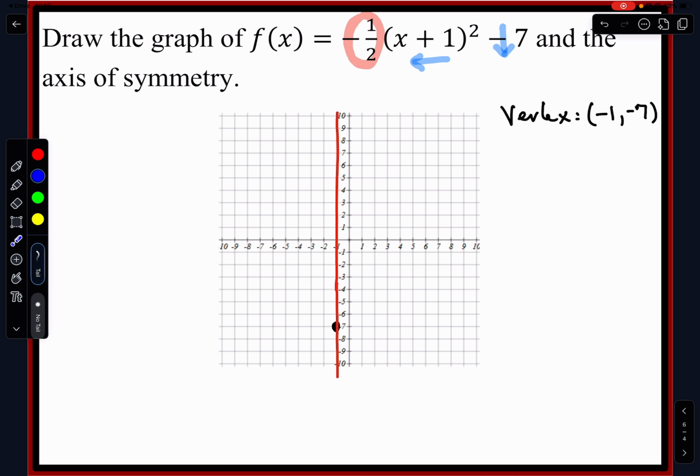So instead of moving 4 units away, let's move only 2 units away. So 2 units from the axis of symmetry, 1, 2, would put me at +1. So let's evaluate f at 1. So again, we have -1/2. This time we're replacing the x with 1.